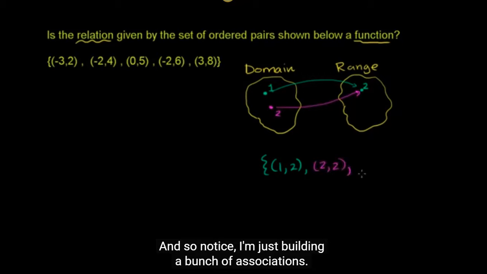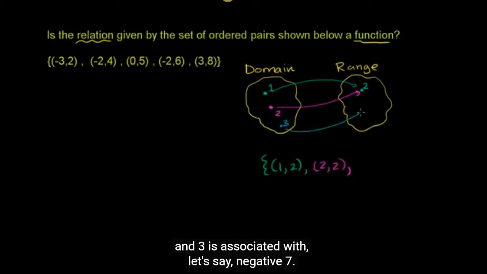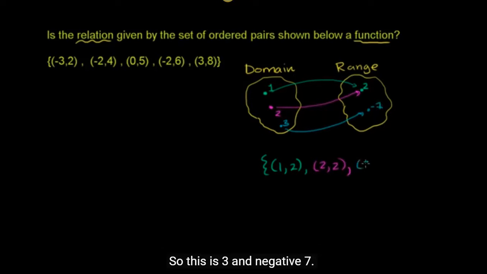And so notice, I'm just building a bunch of associations. I've visually drawn them over here. Here I'm just doing them as ordered pairs. We could say that we have the number 3. 3 is in our domain. Our relation is defined for number 3. And 3 is associated with, let's say, negative 7. So this is (3, -7).